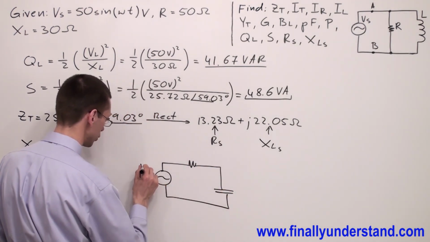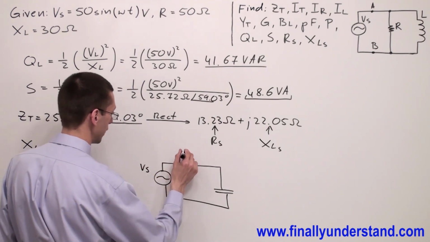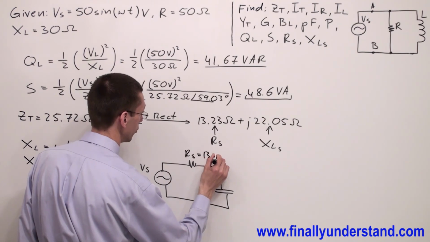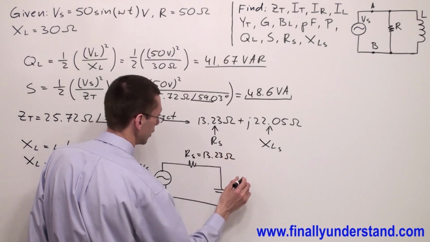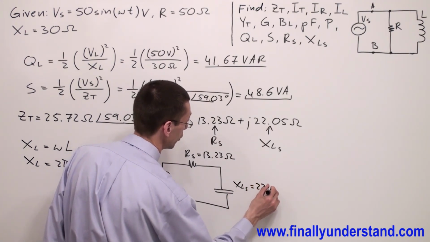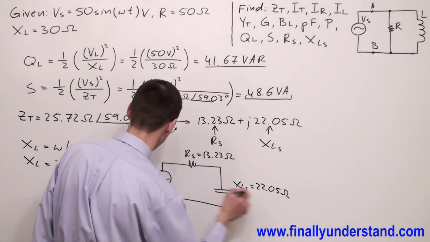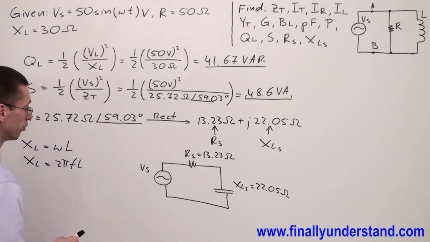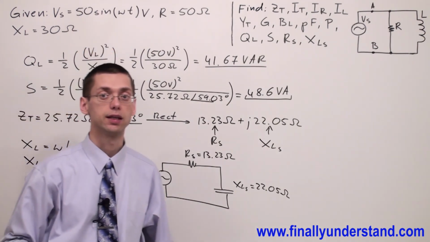Okay, so this is the voltage source. This is my RS, which is equal to 13.23 ohms, and this is my X of LS, which is equal to 22.05 ohms. And Vs is of course 50 sine omega t volts. So we can say that the problem is solved.